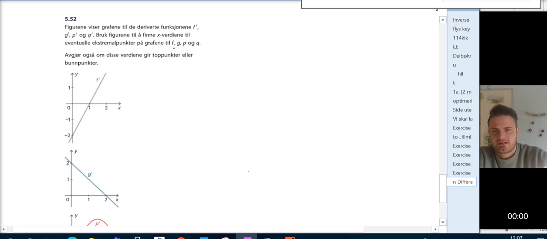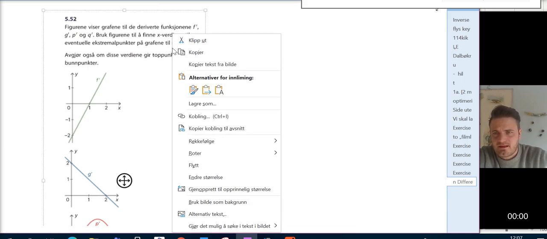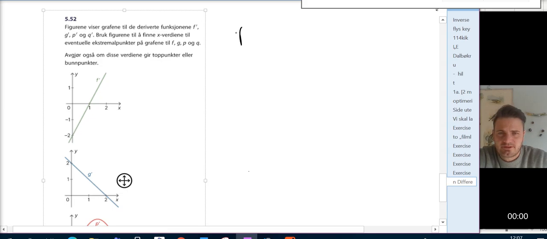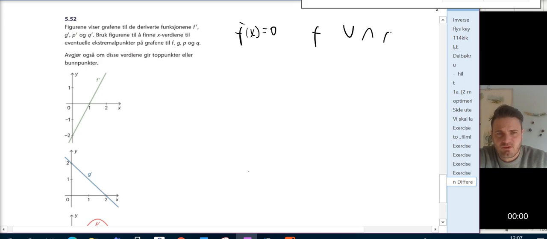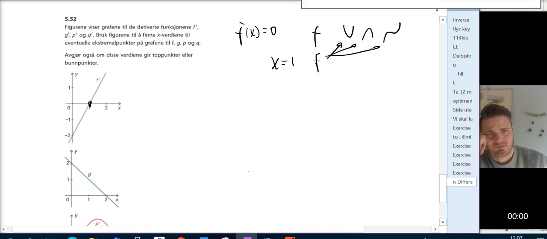So first, we're going to look at this graph, the derivative of f, and use this to find maximum or minimum points of the function f, right? And the thing is, if the derivative is equal to 0, then the function has either a minimum, maximum, or terrace point, right? And we see here that the derivative is equal to 0 when x is equal to 1. So when x is equal to 1, the function f, which you can't see, we can just see the derivative, but we then know that the graph of f has either a minimum, maximum, or a terrace point when x is equal to 1. And we should also be able to find out which of these it is.